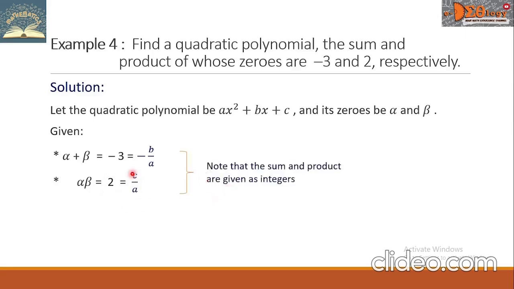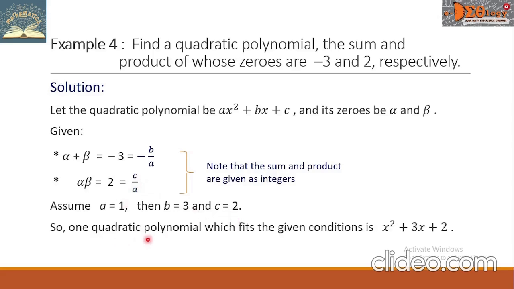Take note that the sum and product are given as integers, meaning we can assume that a equals 1. If that happens, in the first relation, we can get the value of b, which is positive 3, while in the second relationship, we can get the value of c, with a equals 1, c equals positive 2. Therefore, one quadratic polynomial that fits the given conditions is x squared plus 3x plus 2.